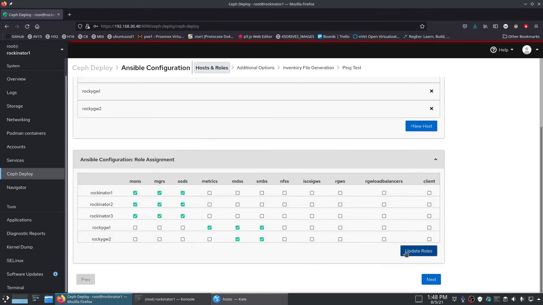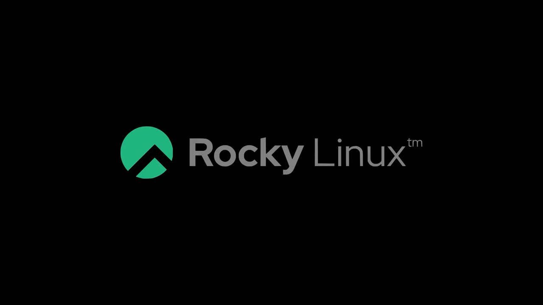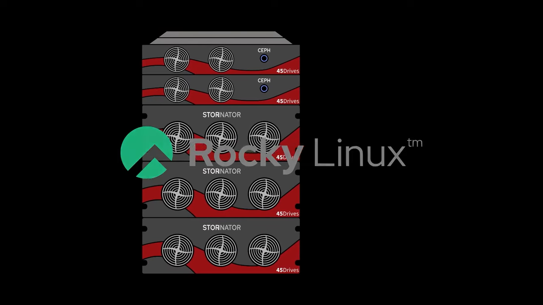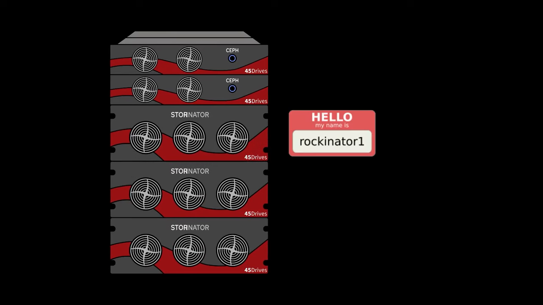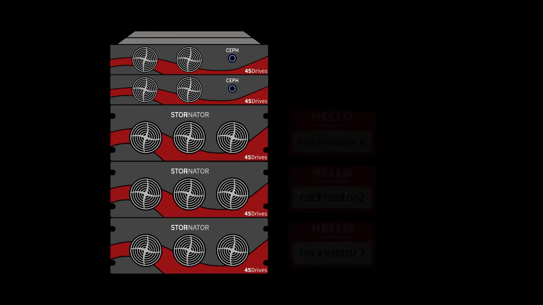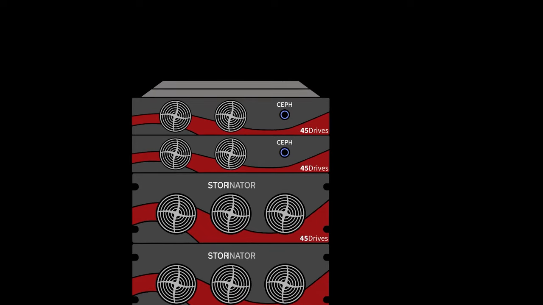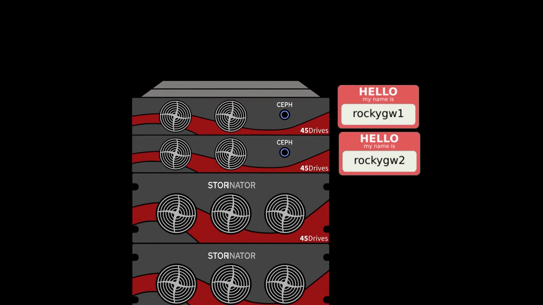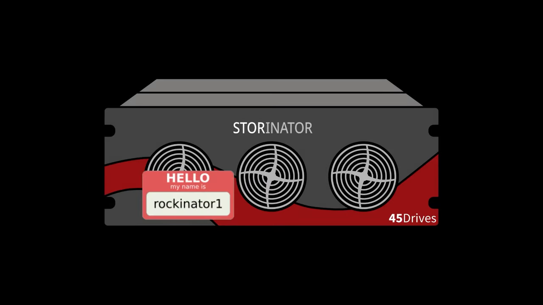So I'm going to walk you through the basic deployment of a Ceph cluster on Rocky Linux, and I'll be using three storage servers for this setup. They are Rockinator 1, Rockinator 2, and Rockinator 3. There are also two servers that will act as our Ceph gateways, and these are Rocky Gateway 1 and Rocky Gateway 2. All of the servers will be configured using Ceph Deploy, and Rockinator 1 will serve as our administrator node. So let's get Ceph Deploy installed and start getting this cluster deployed.